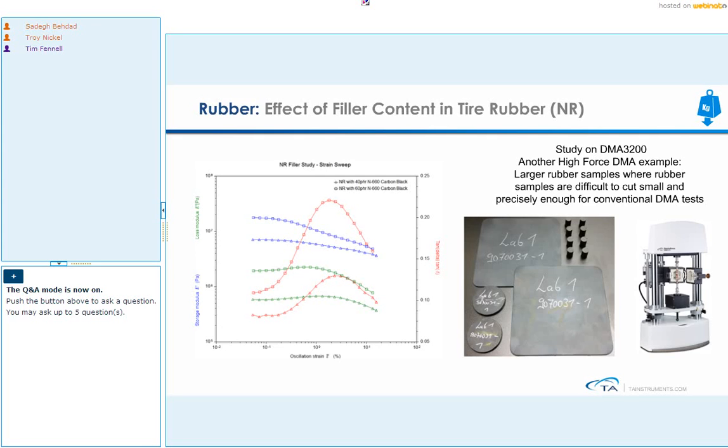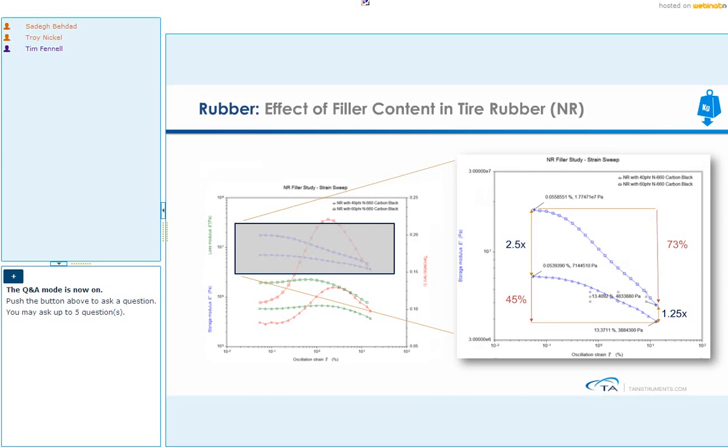We are trying to look at the Payne effect here. You can see that there is a significant drop in modulus for both of the samples. When you get these rubber samples, it's sometimes not very easy to cut them to smaller sizes. And because they are stiff, you may not be able to do it on a conventional DMA. So in this case, it was a good example where we had to go with a DMA 3200 because of that.